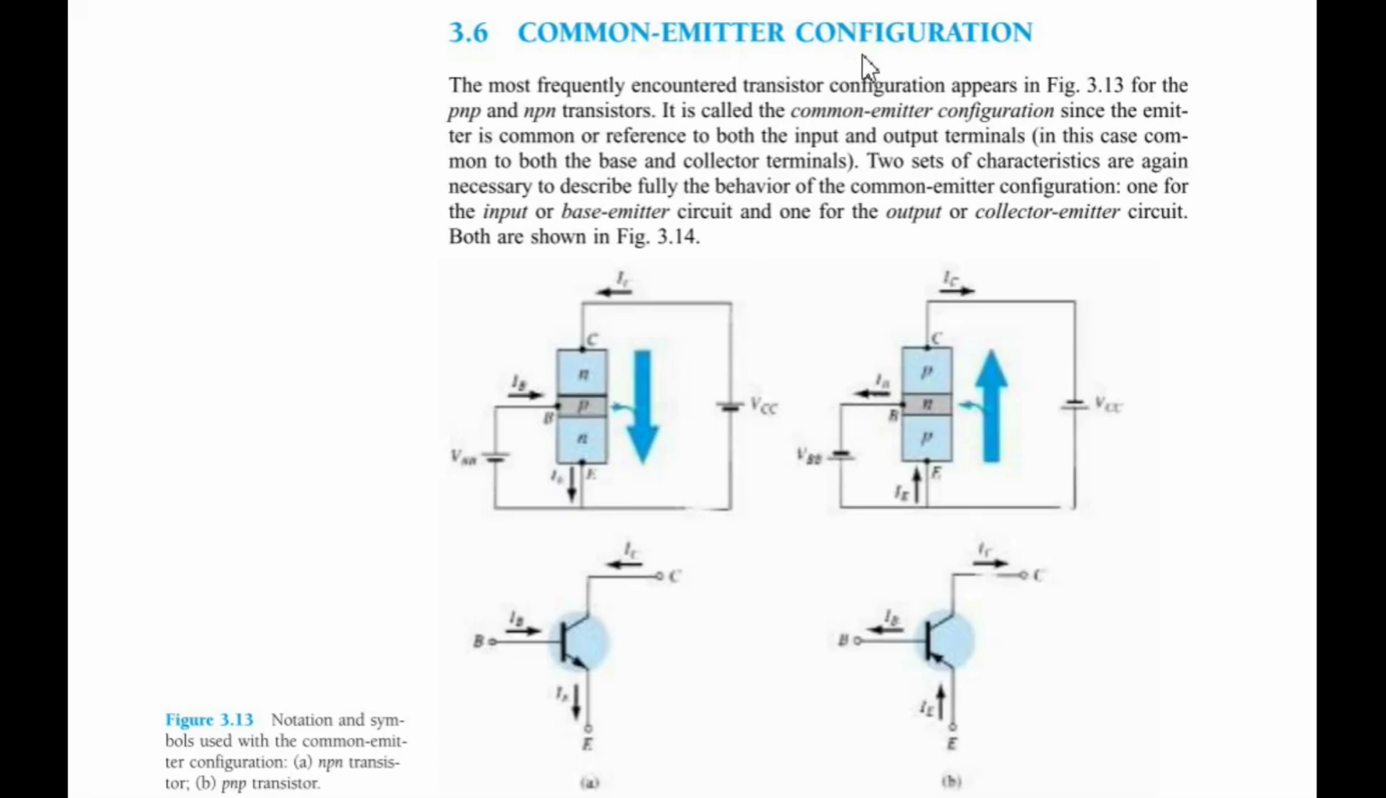In common emitter configuration, we are going to use an NPN transistor. Here is the symbol of it. If it is an NPN transistor, then this arrow will be towards the outside. And if it is a PNP transistor, then its arrow will be towards the inside on the emitter side. This arrow will always be on the emitter side only. So how is the current flowing here?